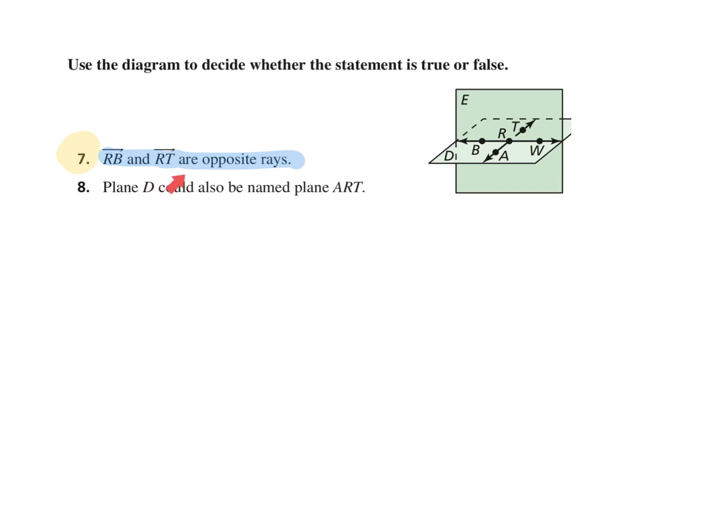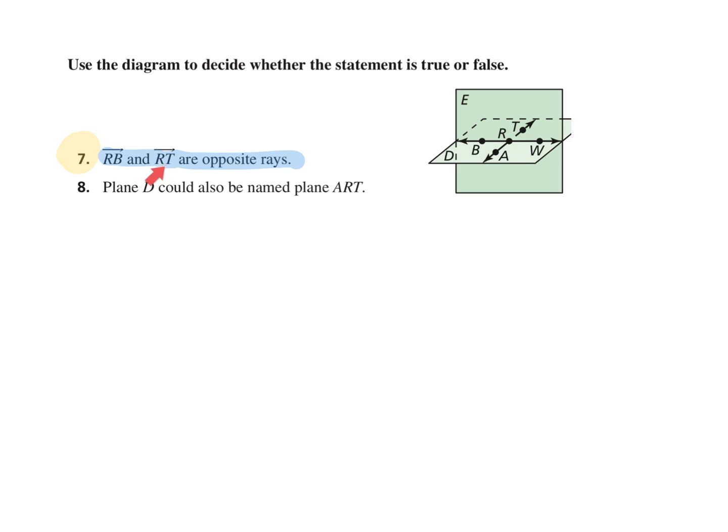In the Chapter 1 review, we're supposed to decide whether the statement is true or false for number 7. See the arrow? This is a ray that begins at R and points to and through point B and beyond. And this has one arrow, so it's a ray. It starts at this point and goes toward the arrow, so it starts at R and it goes through T and keeps going forever. That's what the arrow means.